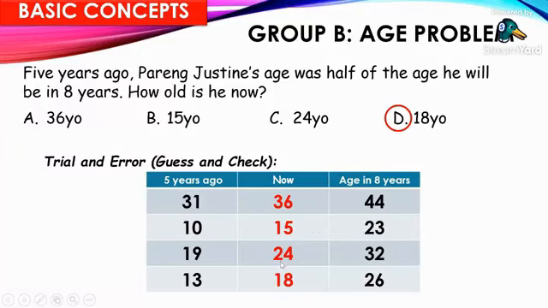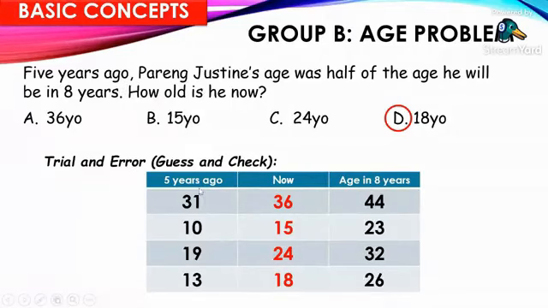15 plus 8, 23. 24 plus 8, that would be 32. And 18 plus 8 would be 26. Now, paano natin ma-identify yung sagot sa problem na ito? Sabi dyan, yung edad niya 5 years ago is half his age in 8 years.